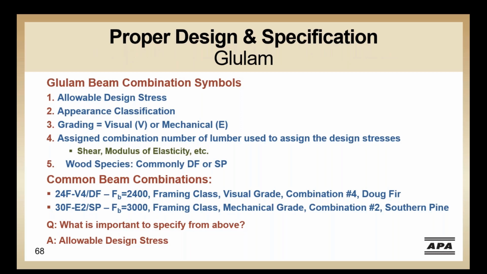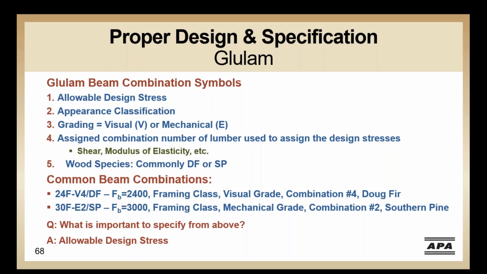Let's take a look at what glulam combination symbols are and how they are reflected in the APA glulam trademark. The glulam trademark identifies the allowable stress of the material, the appearance classification, how the plies are graded, visually or mechanically, the stress combination number, and the wood species. That's a lot of information, which leads to the question, what is important to specify in a glulam beam? It sounds very complicated. It really isn't.